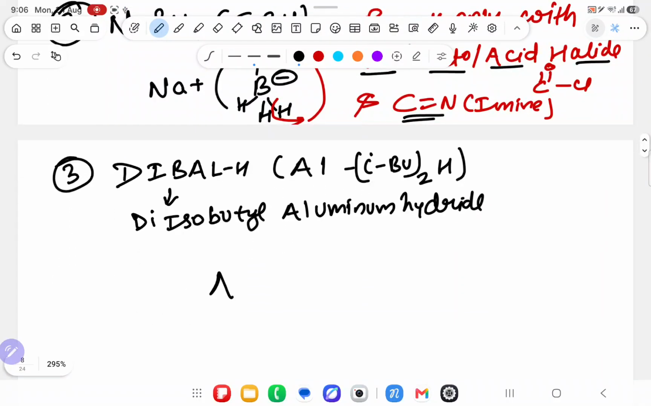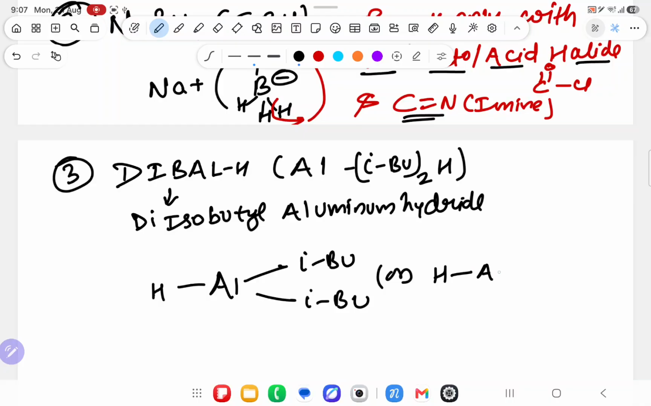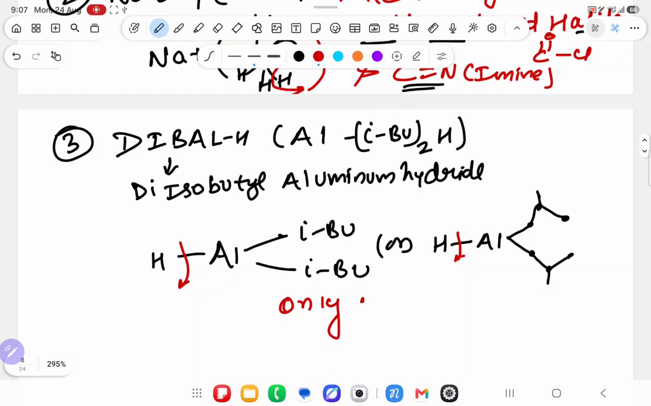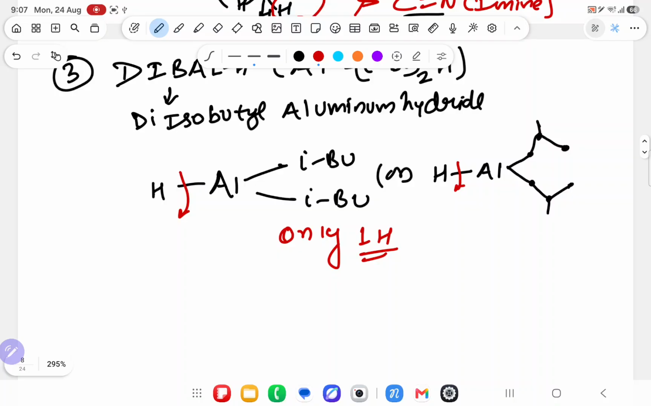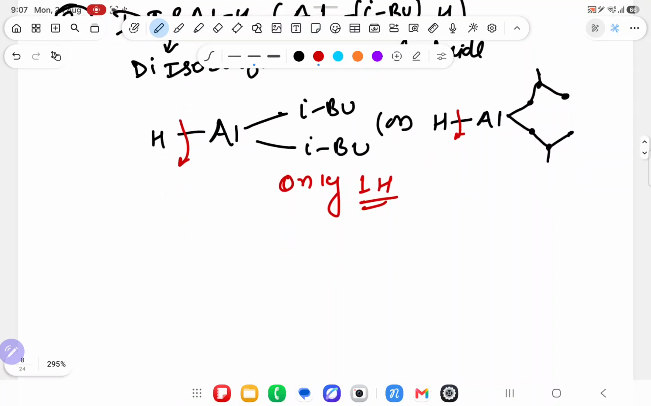Sir, what is the structure? Aluminum is there, here hydrogen, over here isobutyl and over here isobutyl. Isobutyl means 1 2 3 4, over here 1 2 3 4, di-isobutyl aluminum hydride. Now it will give hydrogen, and over here only one H. Aluminum hydride has 4 hydrogen, but di-isobutyl aluminum hydride has only one hydrogen. What is the use of that? That I will dictate.